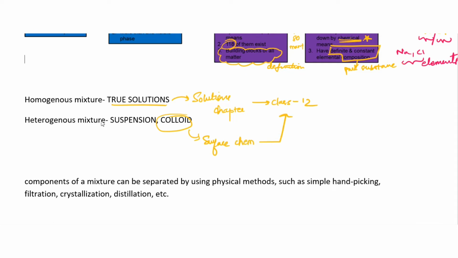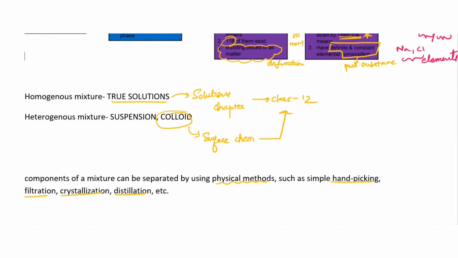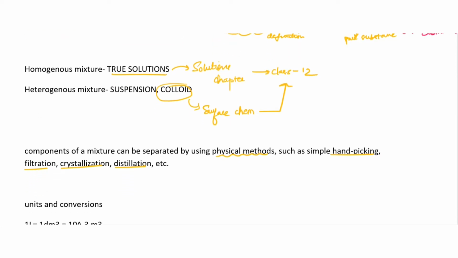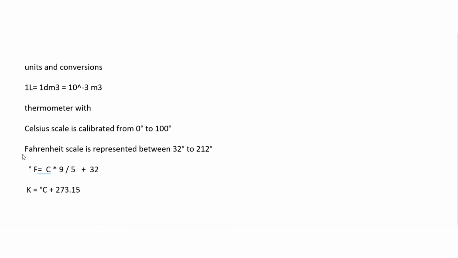The components of a mixture can be separated using physical methods. So what are those physical methods? Hand picking, filtration, crystallization and distillation. These were the physical methods that I was talking about. The next part of the chapter is about measurement, units and conversions, same as what we saw in physics. So I will only be discussing those points which are different, something new which you have to learn given in the chemistry textbook.